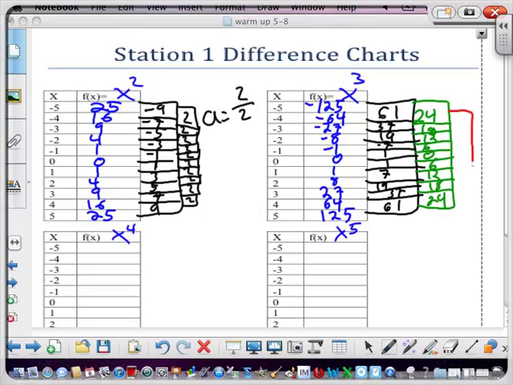Let's look at the third differences. We're pretty sure that's where we need to stop. We get 6, 6, 6, all the way down. With the third differences, we're going to have to divide by 6. So a equals 6 divided by 6. If we're looking at x cubed and we want to find the a value, we always have to divide by 6.